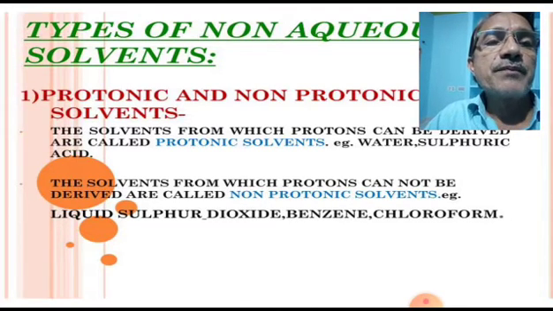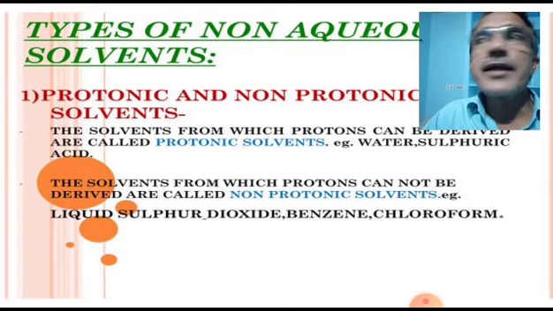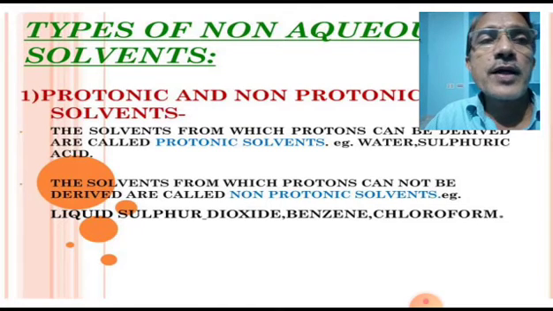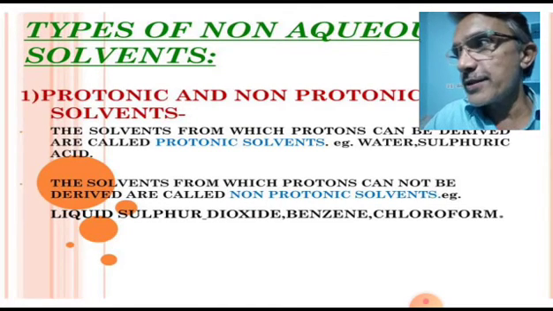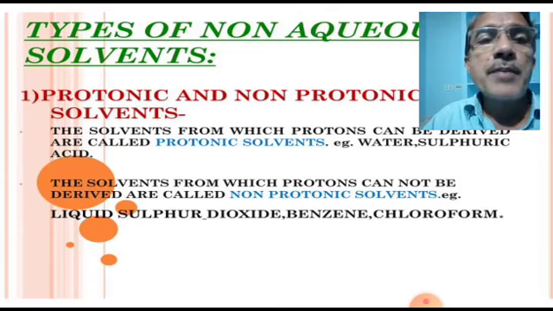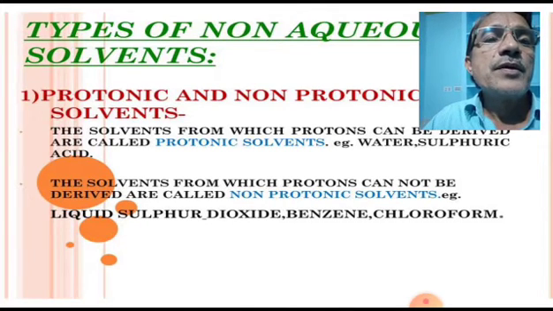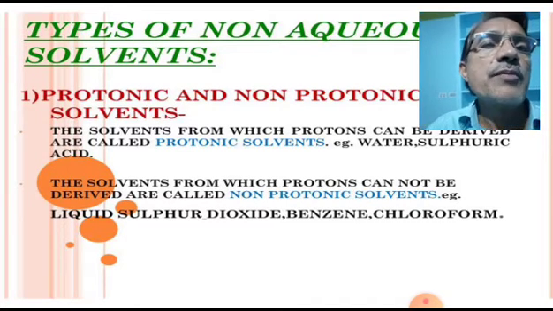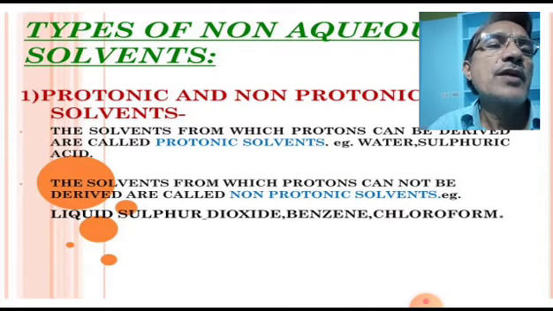Similarly, benzene, C6H6. Even though benzene contains hydrogens, they are not ionizable. Therefore, benzene cannot donate protons, or protons cannot be derived from benzene. Therefore, benzene is called a non-protonic solvent.